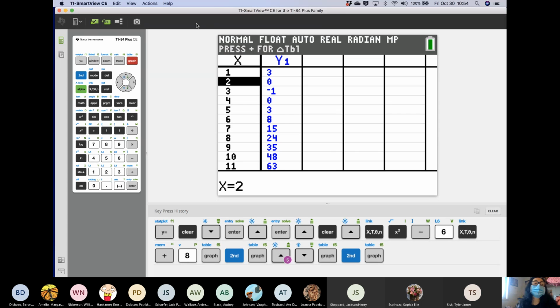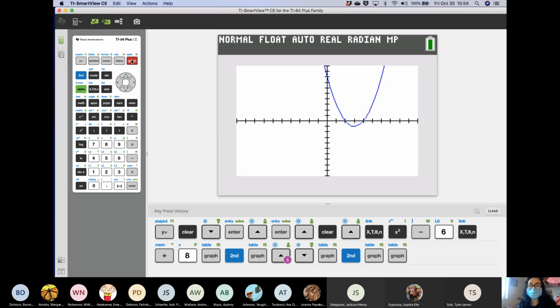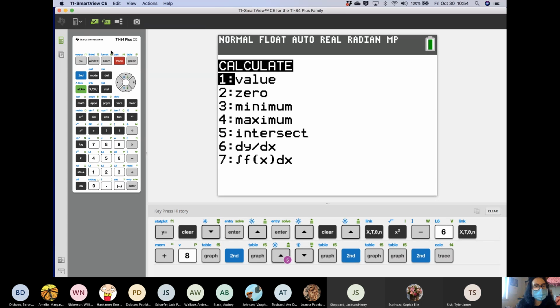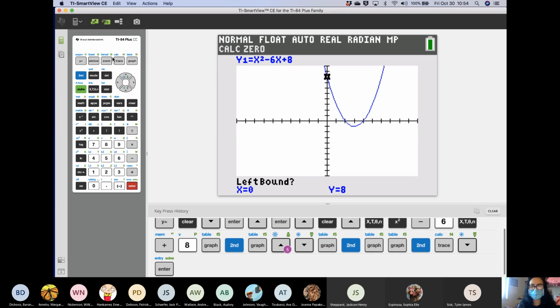Now, is there another way for the calculator to have told us what that information is? Of course, we can go to second trace, which is calculate. And look at that. Where do you think we're going to find the solutions, the roots? We go to zero. Select that. And it's saying set a left bound. Now, I see that it's there. So I need to be somewhere to the left of this root, of this x-intercept. And then you hit enter.